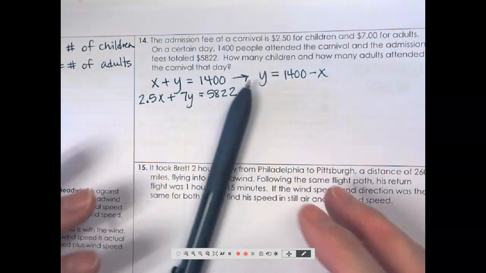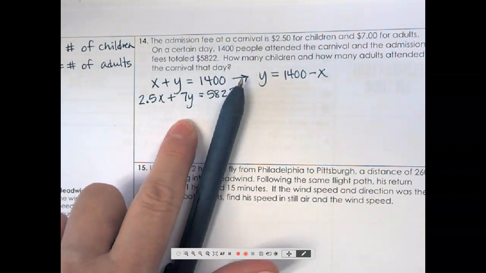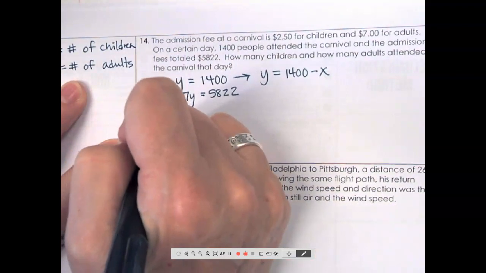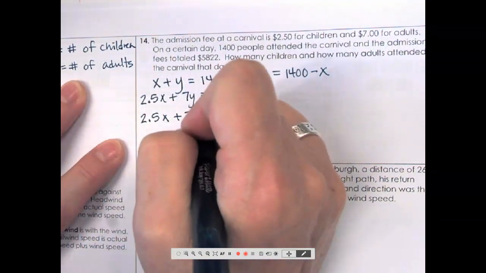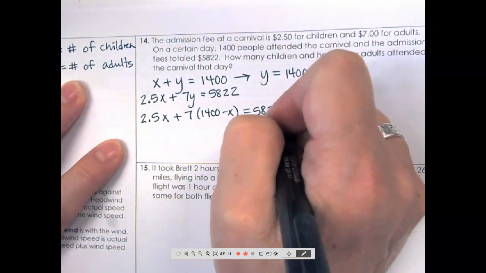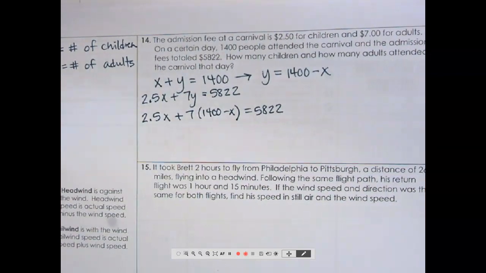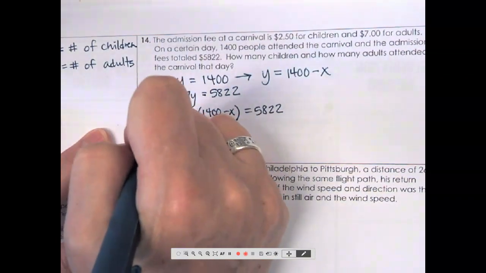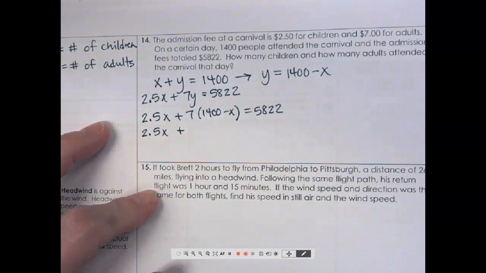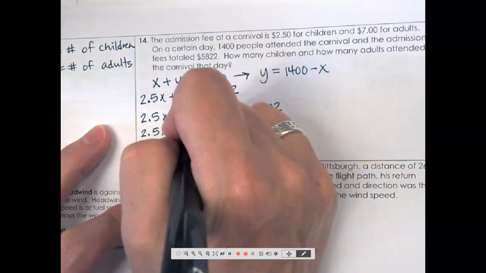All right, if Y is 1,400 minus X, then I'm going to take that and plug it into the other equation in place of Y and get 2.5X plus 7 times 1,400 minus X equals 5,822. And we're going to do the same thing we did before. We're going to distribute, add like terms, solve for the variable. So let's see what we get. That's 1,400. 800.